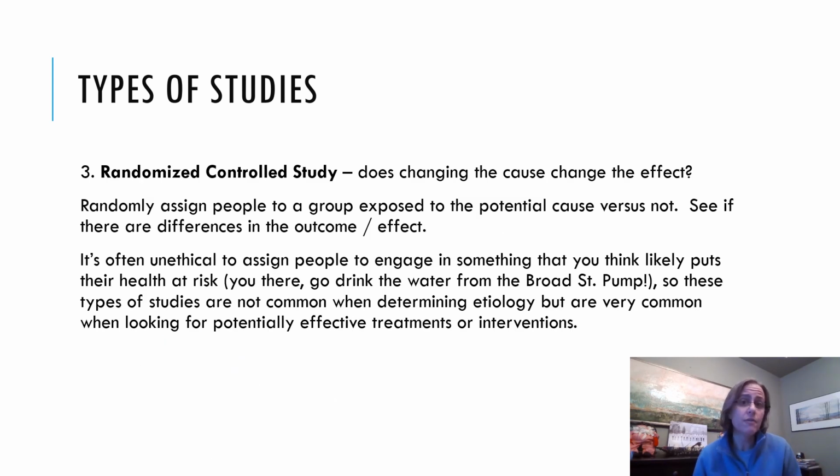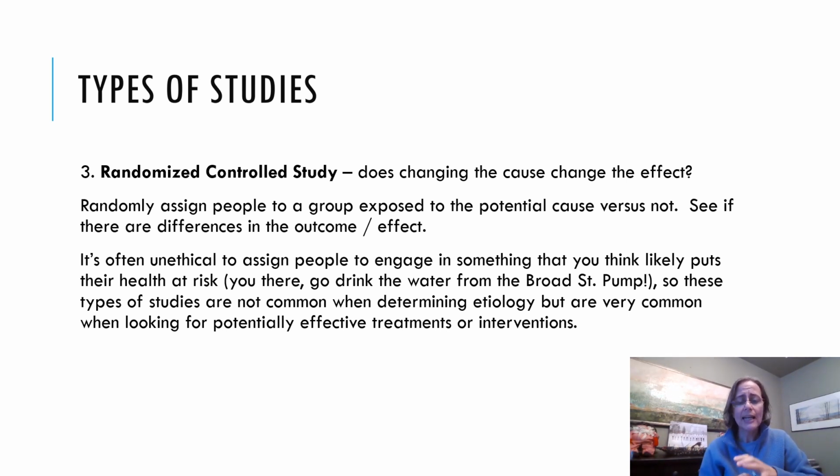All right, question three. This one's trickier. Does changing the cause change the effect? So in order to answer this question, we're going to do what's called a randomized controlled study. You're going to randomly assign people. You're going to say, part of you, we're going to expose you to the potential cause, and part of you, we're not going to. We're going to do this randomly so that hopefully the groups of people in each arm of the study, as it's called, are fairly equivalent to each other.